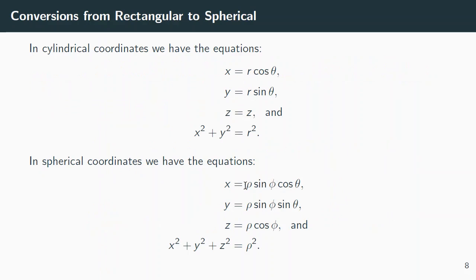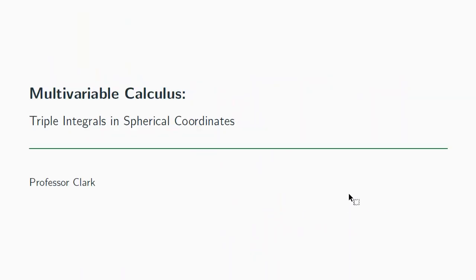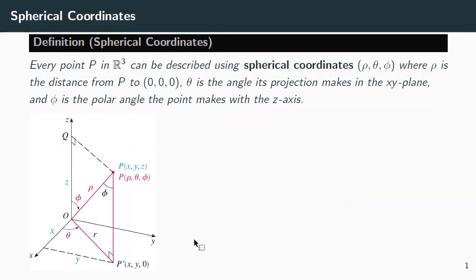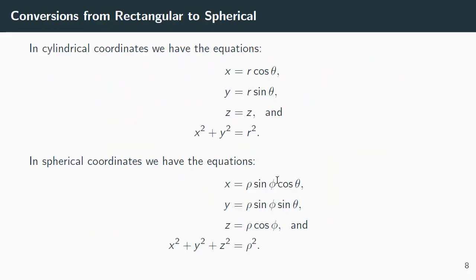So x equals r cosine theta becomes rho sine of phi cosine theta. y is r sine of theta, so that's rho sine of phi sine of theta. And then z, we talked about, was rho cosine of phi. And the last one, x squared plus y squared plus z squared equals rho squared, or this could be just r squared plus z squared equals rho squared. So if you understand this picture, this is the key picture to understand for spherical coordinates. If you understand that picture and that right triangle, then you can understand what these equations mean. So you don't have to memorize them, you can just understand them.